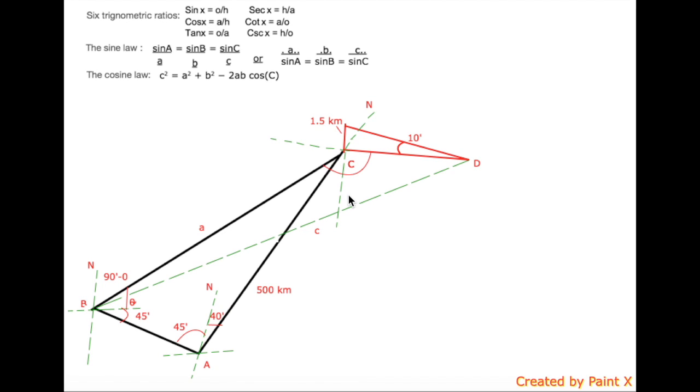Important things to remember when solving this problem. Three-dimensional problems involving triangles can be solved using one or more of the following: the Pythagorean theorem, the 6 trigonometric ratios, the sine law, and the cosine law. The method chosen to solve a triangle depends on the known information.